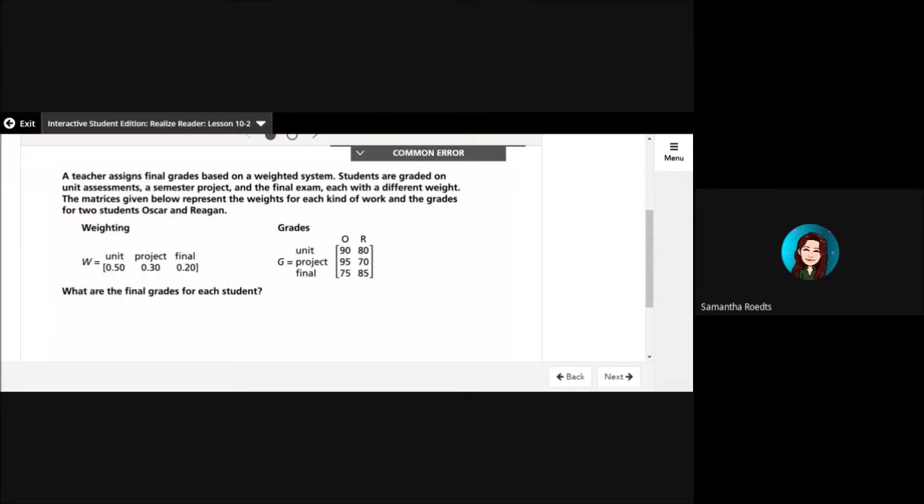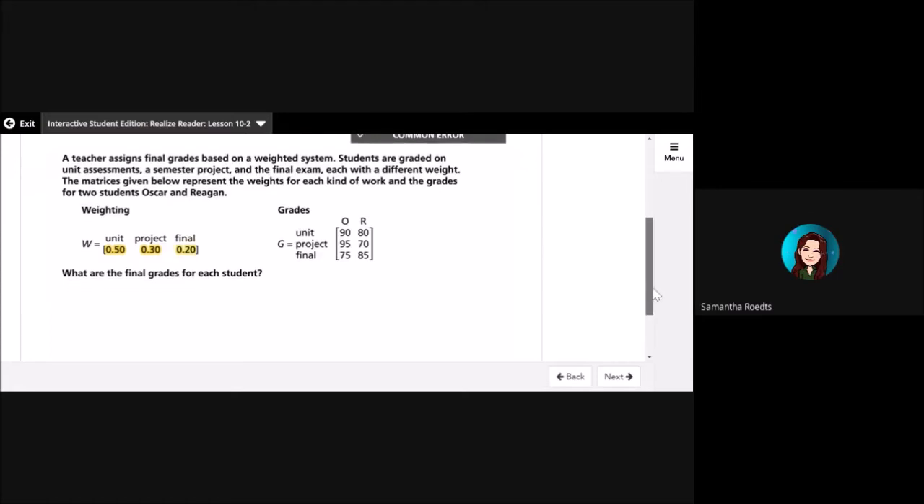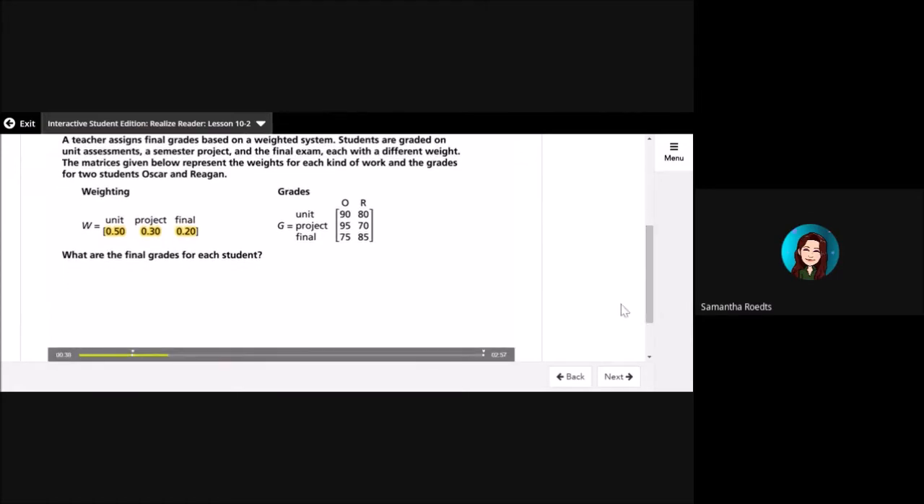The final grade is the sum of the weighted averages. The weighting matrix shows that the unit assessments are worth 50%, the project is worth 30%, and the final exam is worth 20%. Their final grade will be 5/10 times the unit grade, plus 3/10 times the project grade, plus 2/10 times the final exam. This equation shows that computing the final grade for each student is like multiplying the elements of row 1 of the weight matrix by the corresponding elements of each student's column and finding the sum of the products. This method is similar to multiplying two matrices.